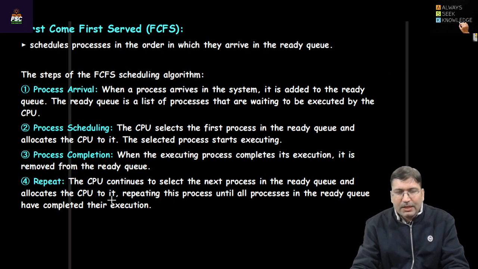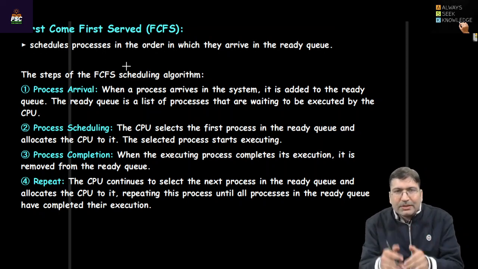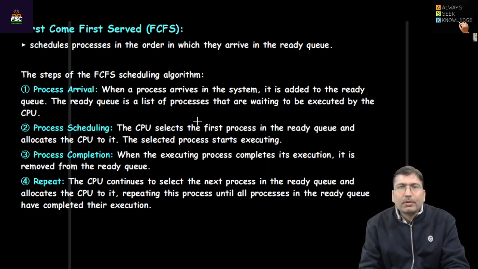So the very first algorithm is first come first serve. So what happens in first come first serve is that once a process arrives in the ready queue, there is the arrival time. I have discussed in the previous lecture or session that there is arrival time, required burst time, and a number of times associated with the process. If you haven't gone through that, you can check that.